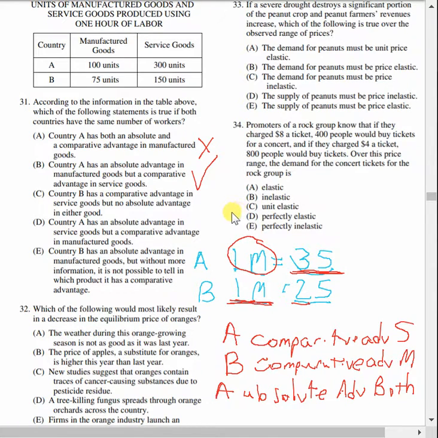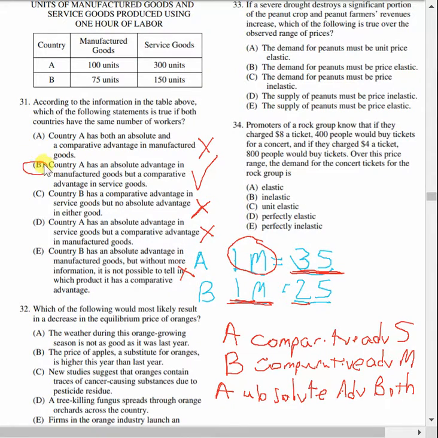Country B has a comparative advantage in service goods. We know that's not true. Their comparative advantage is in manufactured goods. Country A has an absolute advantage in service goods, but a comparative advantage in manufactured goods. And that's opposite. We know that country A has a comparative advantage in the service goods. And then finally, country B has an absolute advantage in manufactured goods, and right away we know they have no absolute advantage, so that is also wrong. So here we get the choice is B.